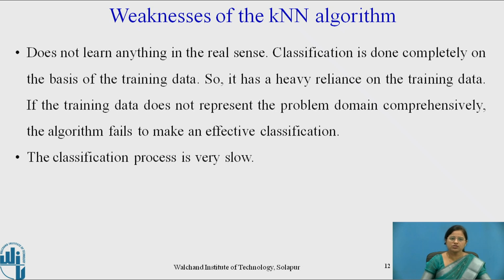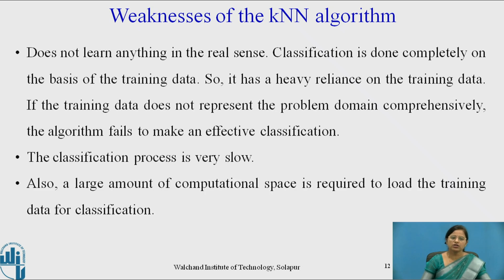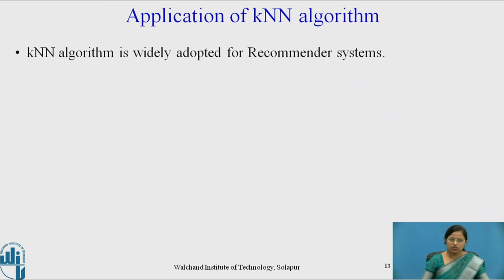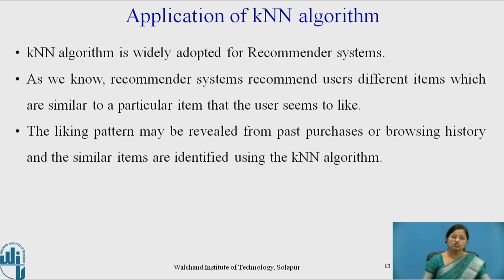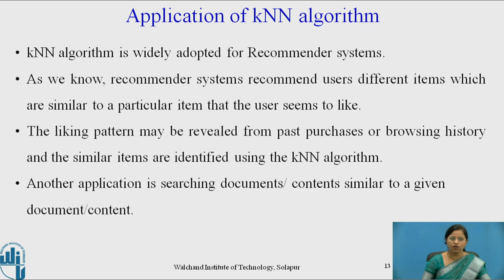Also the classification process is very slow. A large amount of computational space is required to load the training data for classification. Application of KNN: KNN is widely adopted for recommender systems. As we know, a recommender system recommends to users different items which are similar to a particular item that the user seems to like. The liking pattern may be revealed from past purchase or browsing history, and similar items are identified using the KNN algorithm.